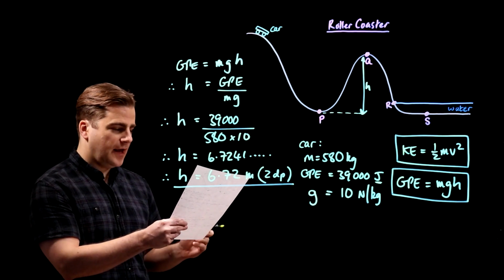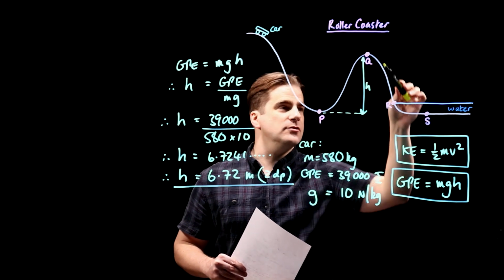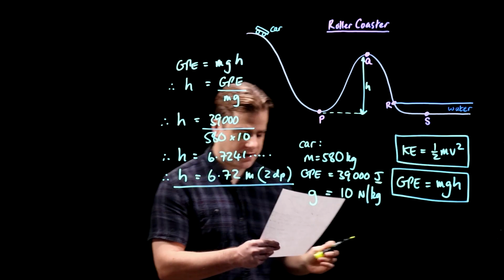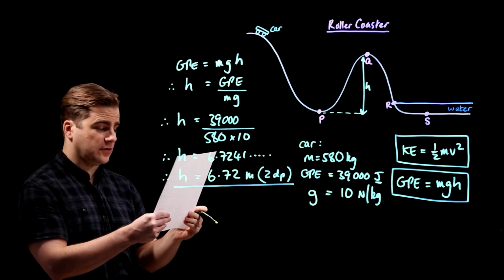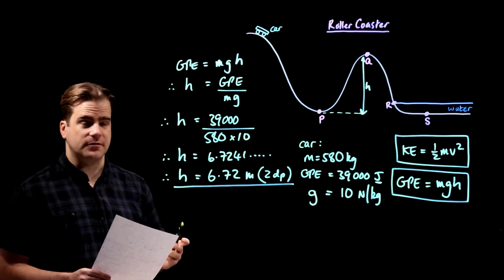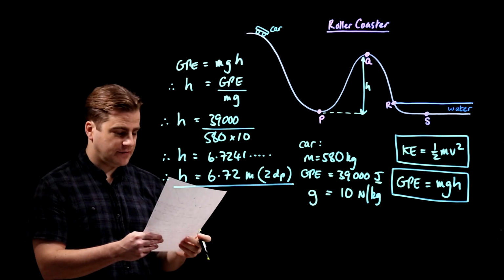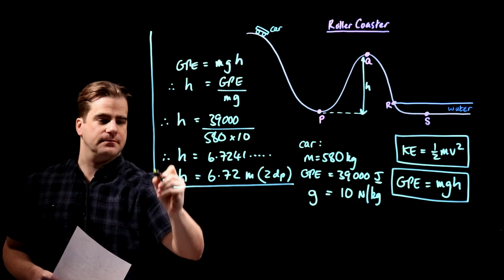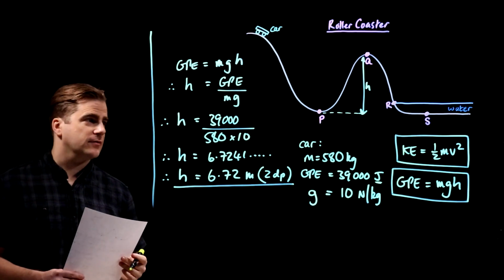Okay. The car enters the pool of water at R. So from here it goes and splashes into the water and it comes to a halt at S. Okay? Describe how the total energy of the system is conserved as the car travels between R and S. Okay, this is worth 2 marks. Right. So, it's a question about energy conversion.